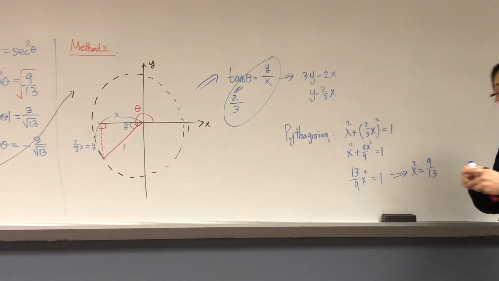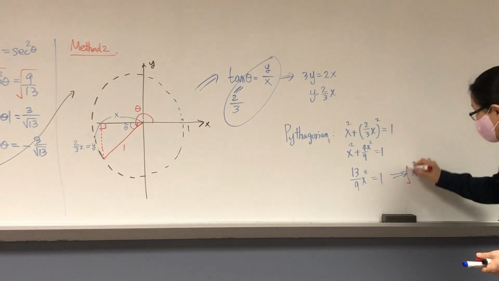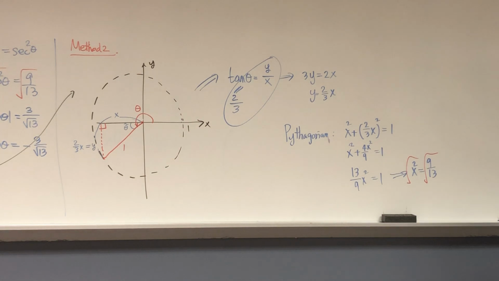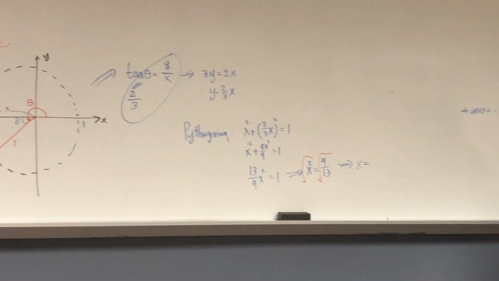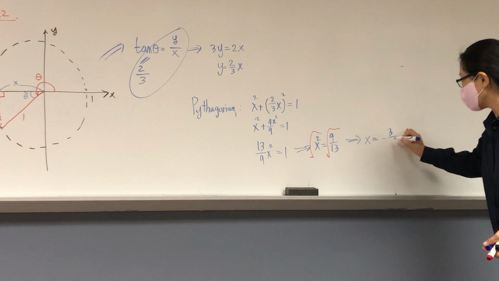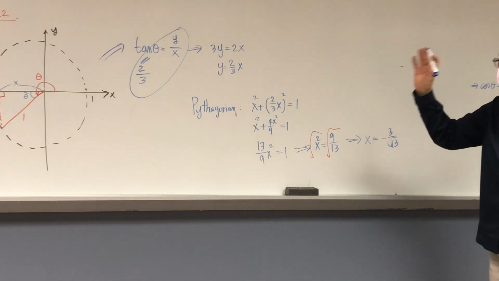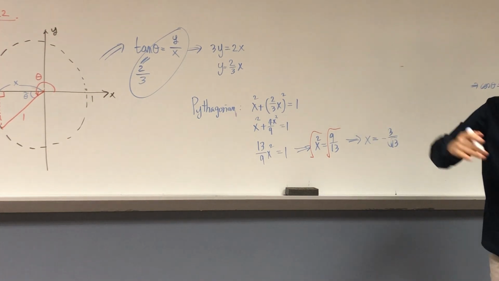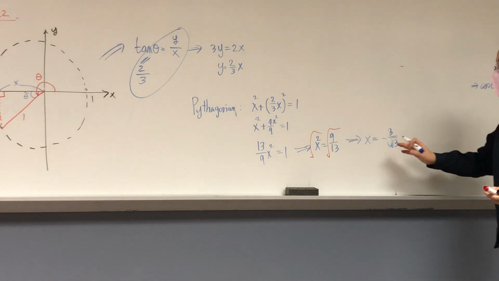Now again, square root, right? And then in here, your x should be what? Positive or negative? Because third quadrant, right? So negative 3 over square root 13. We don't like this method. This is much easier, yes? Very good. And we got this.